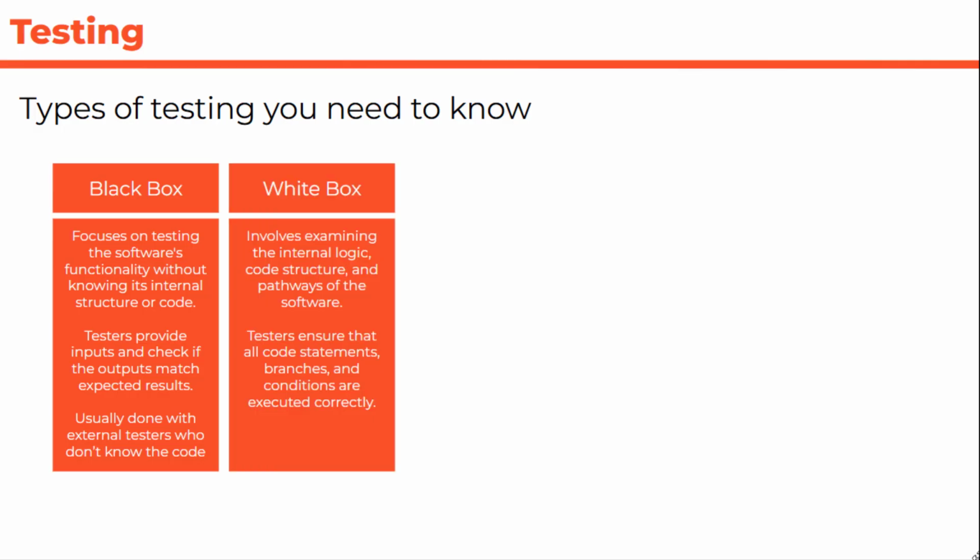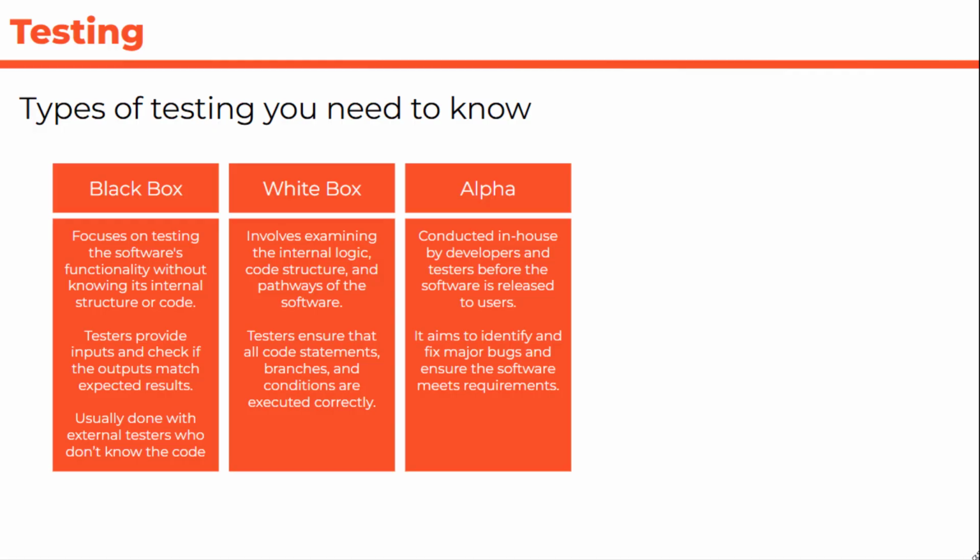The next one is white box testing, and it involves examining the internal logic, the structure, and the pathways of the software. Now, it's important here that it's done by the development team themselves, because they are the only ones with the knowledge of every branch in your system. So that's every if statement, every else if statement, every function call, where it can go, what it does in every single scenario and stage. So testers ensure that all code statements, branches, and conditions are executed correctly as we go.